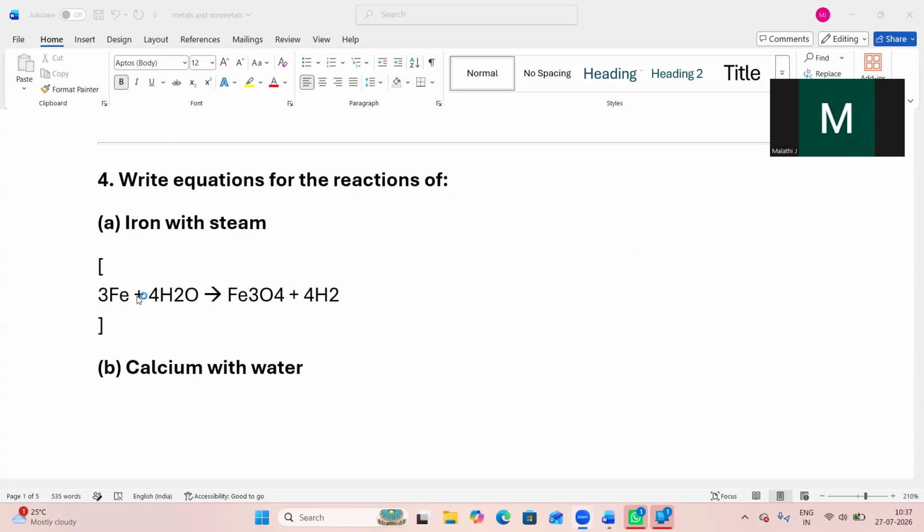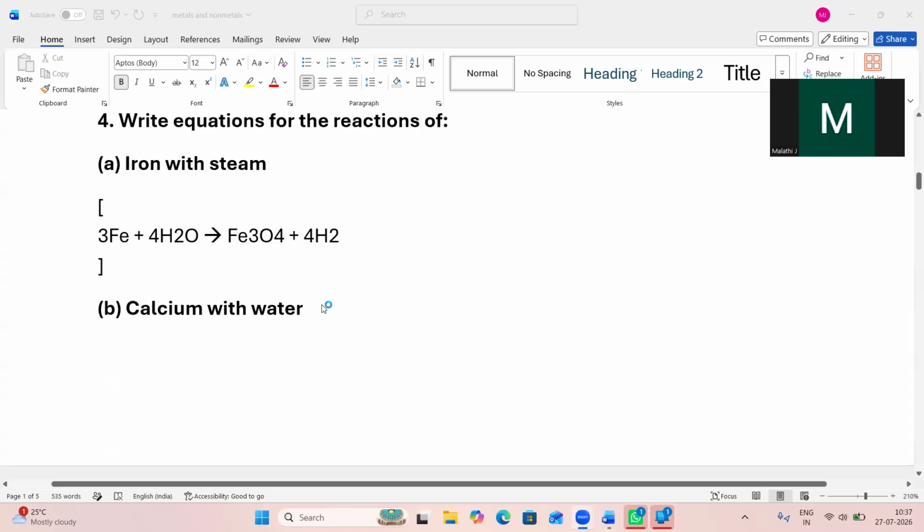Then, write the equations for the reactions of iron with steam. We studied that metals react with water: hot water, cold water and steam. So iron reacts with steam. What will happen? We will get Fe3O4 and H2. Hydrogen gas will be liberated.